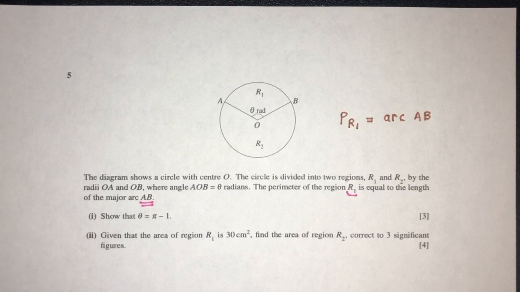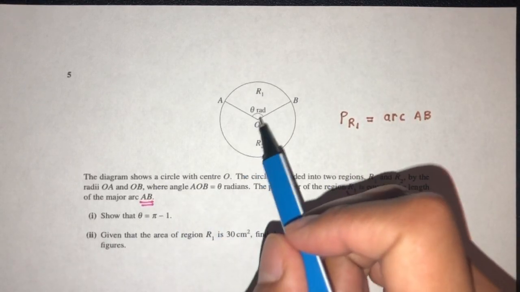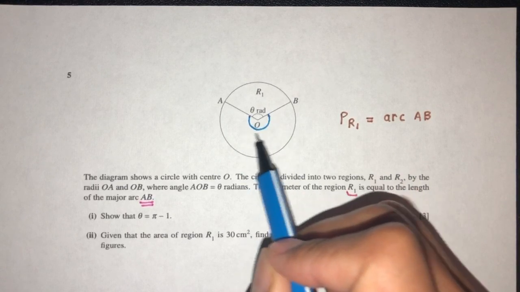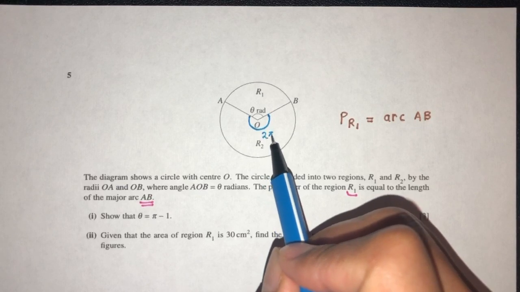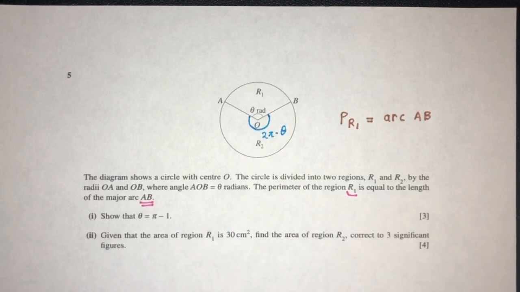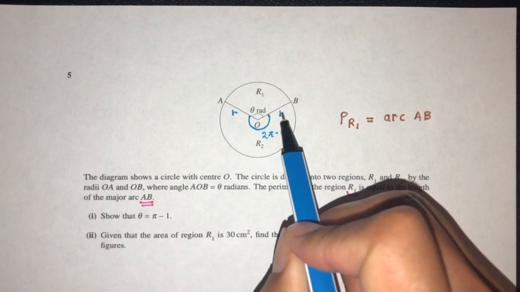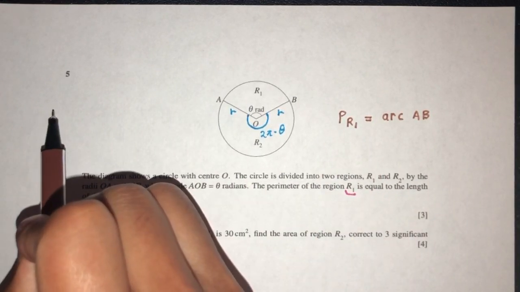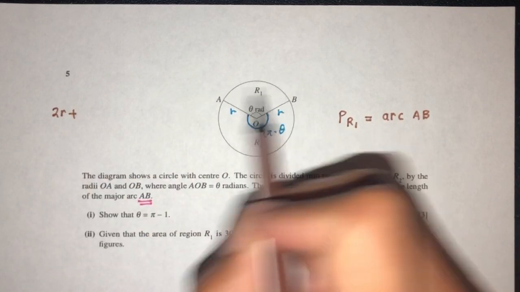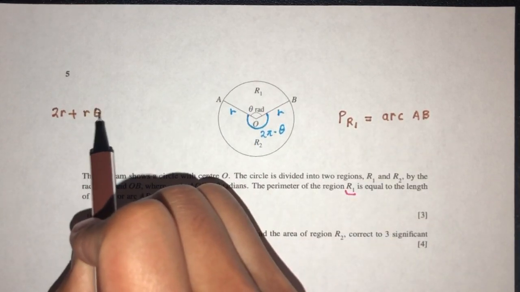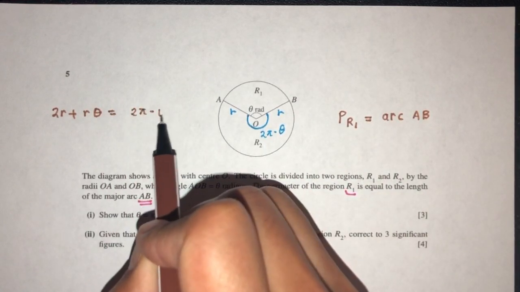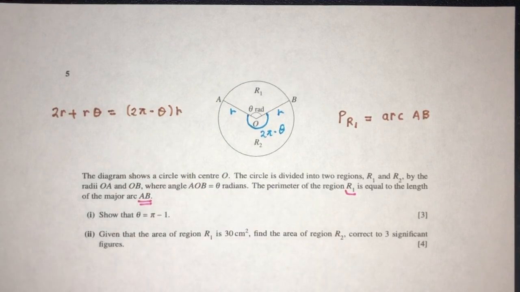So let me write this down. For now we know this is theta, so this will have to be what? Because we know the whole thing is just 2 pi, that should be 2 pi minus theta, right? That's the angle over here. Now, do we know the radius? No. Let's call the radius R here. So the perimeter should be what? Should be radius plus radius, so that is 2R, and plus this one, that should be R times this angle, which equals the arc length, the angle times the radius. Right? If that makes sense.